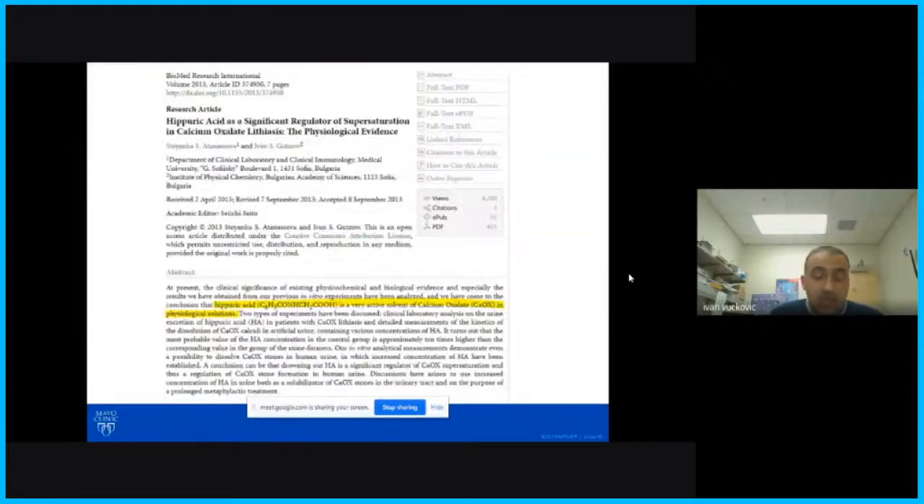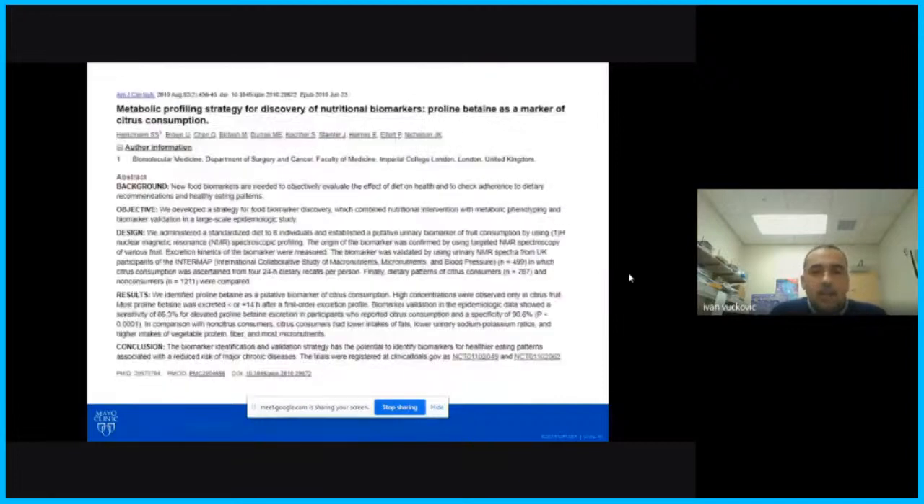I also found one interesting paper that relates cupric acid with the kidney stone formation, and the authors from Bulgaria show that cupric acid can be an active solvent of calcium oxalate, which is a type of kidney stone. As I mentioned before, proline betaine is a marker of citrus consumption. It is well known that drinking lemonade can help eliminating or prevent formation of kidney stones.